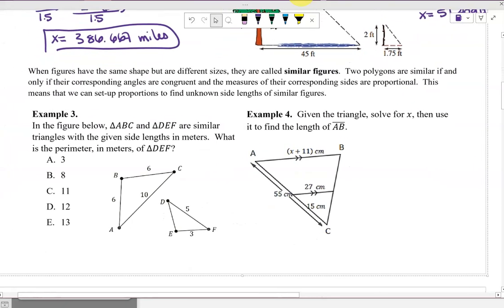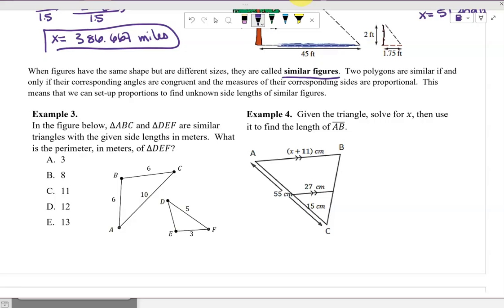Okay, when figures have the same shape but are different sizes, just like those two triangles that we just did, they're called similar figures. Two polygons are similar if and only if their corresponding angles are congruent and the measures of their corresponding sides are proportional. This means that we can set up proportions to find unknown side lengths of similar figures.